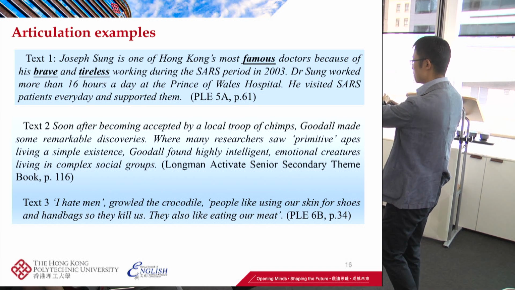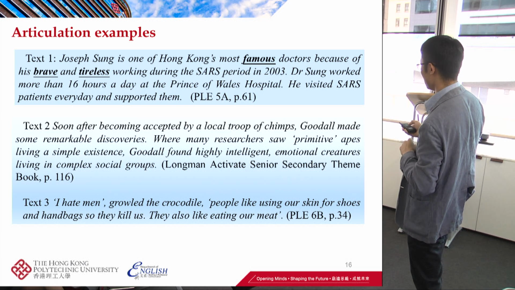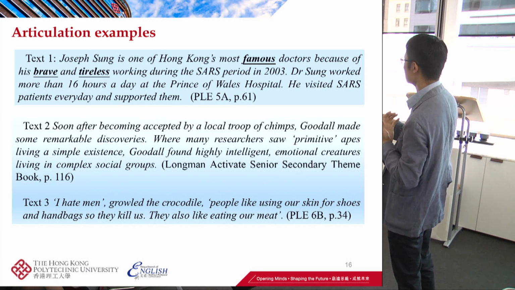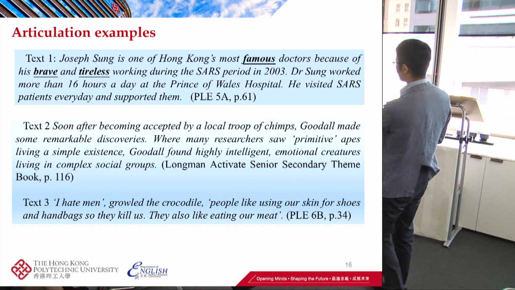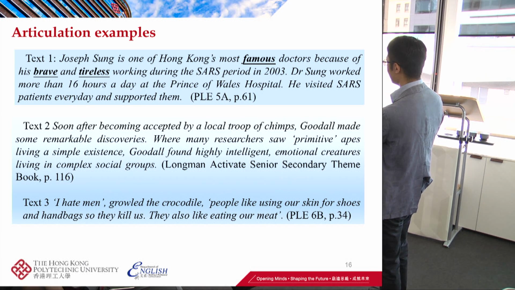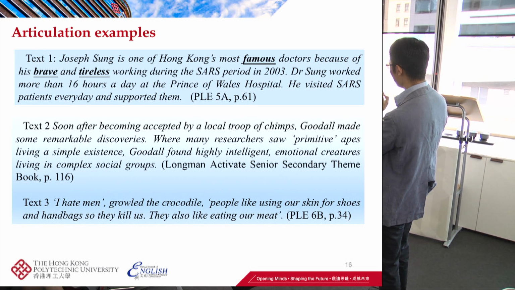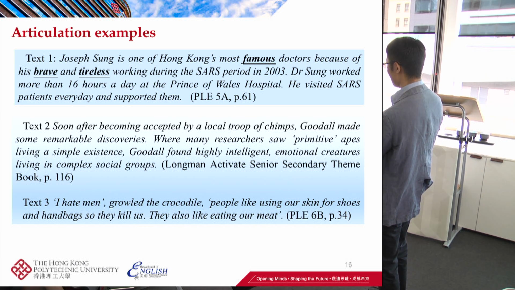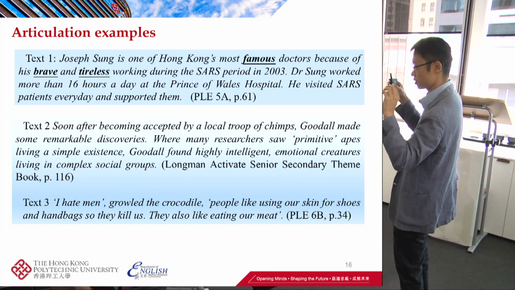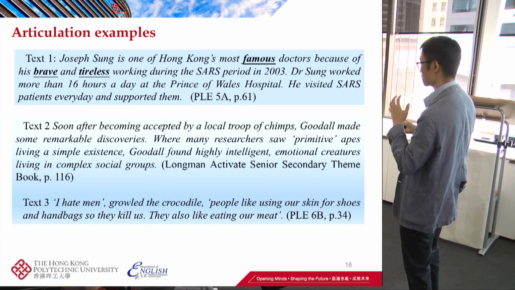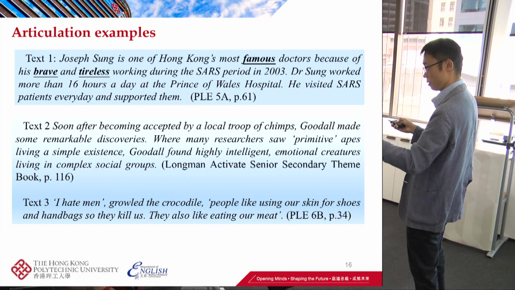Okay, so I'll just give you some examples. In these articulation examples, you can see he's famous and brave and tireless. So that's a very explicit kind of attitudinal axis. And if you look at text 3, this is: I hate men, growled a crocodile. People like using our skins for shoes and handbags, so they kill us. They also like eating our meat. So this latter part, that's the eliciting condition, what they do in the event. Because they eat our meat, so they are bad. The judgment is not explicit there, but they are cruel and bad. That's the value there. And so I hate men. That's the resultant action or emotion or expression.